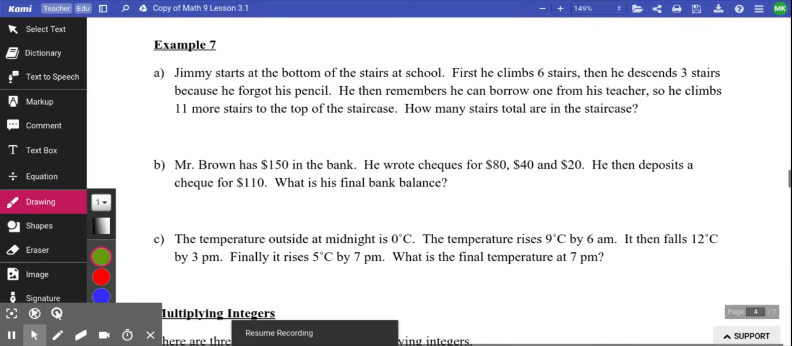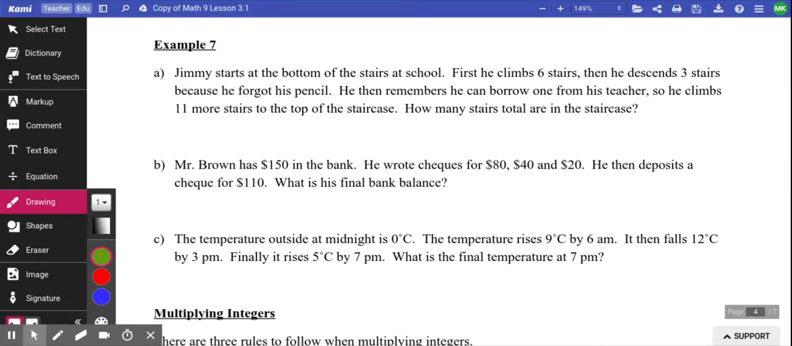Okay, example 7. We use addition and subtraction of integers all the time, especially in everyday life when we're adding and subtracting things. We're going to look at some word problems. The first one's a little weird with the stairs, but hey, we'll do it anyway.